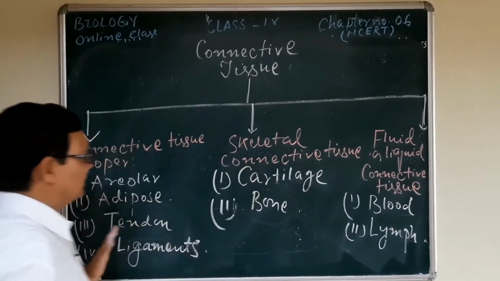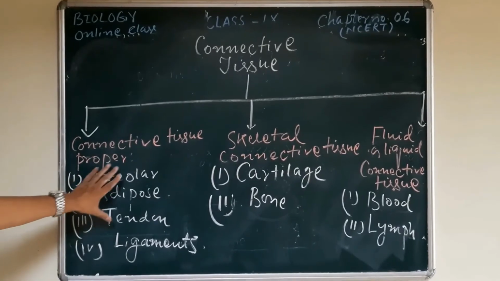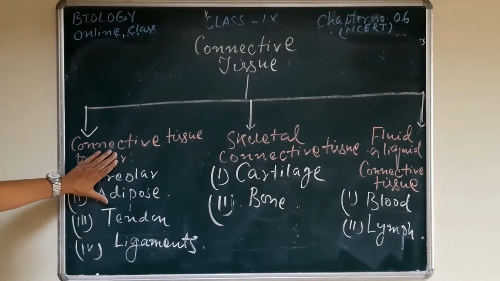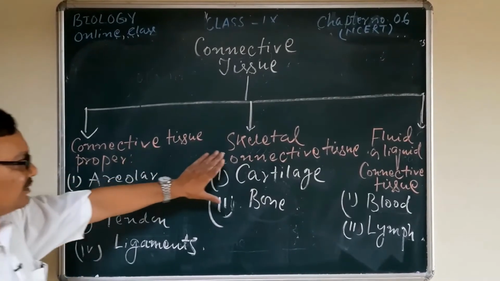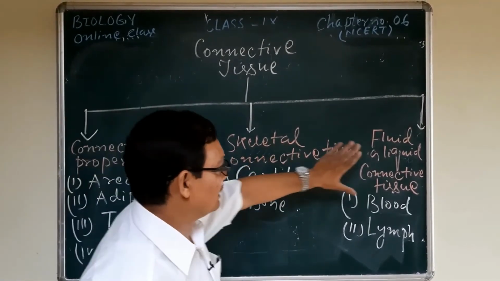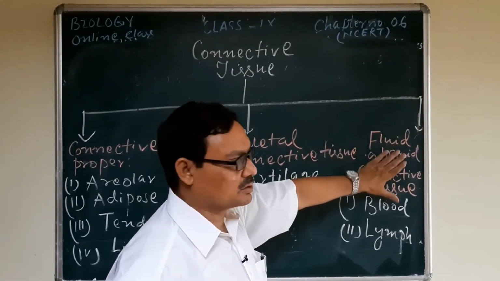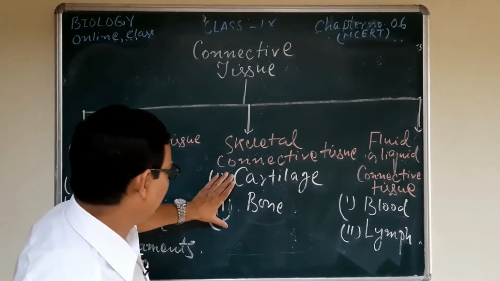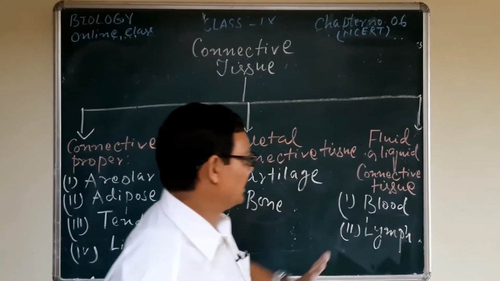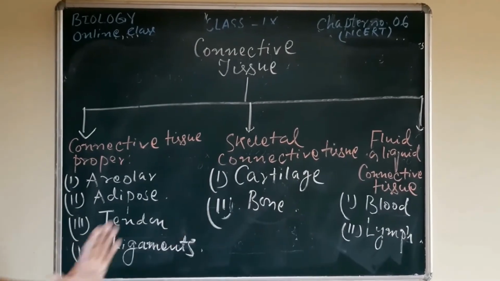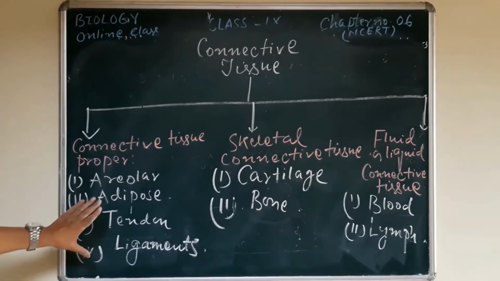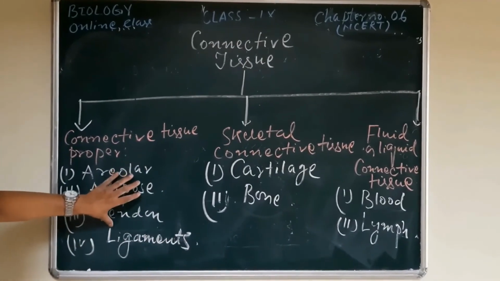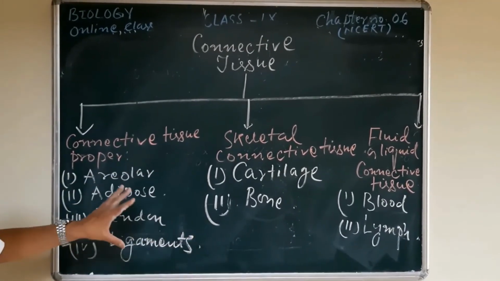So here there are three different categories of connective tissue. The first one, connective tissue proper, the second one, skeletal connective tissue, and the third one, fluid connective tissue or liquid connective tissue. Under the first there are 4, under the second there are 2, and under the third there are 2 connective tissues. So these are all included, and it is the content of our syllabus. One by one we shall discuss each and every tissue.